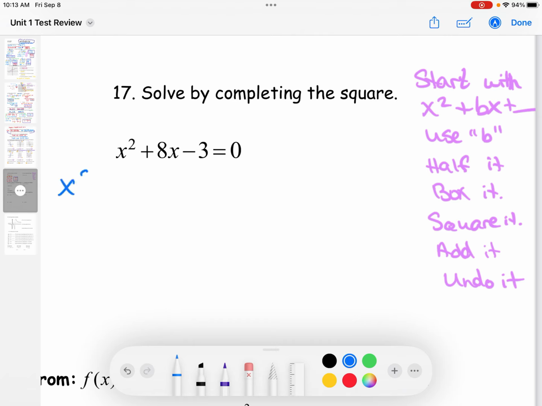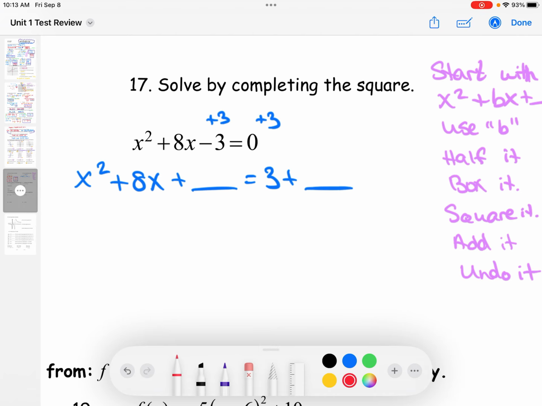So we need to start with x squared plus 8x plus a blank, which means we need to add the 3 on the other side, and we need to add the blank on the other side as well. Then start with the b, it's going to be the 8. Take 8 divided by 2, we get 4. Put a box around that number. We're going to use it in a minute. Square it. 4 squared is 16. It's the 16 that we add on both sides.